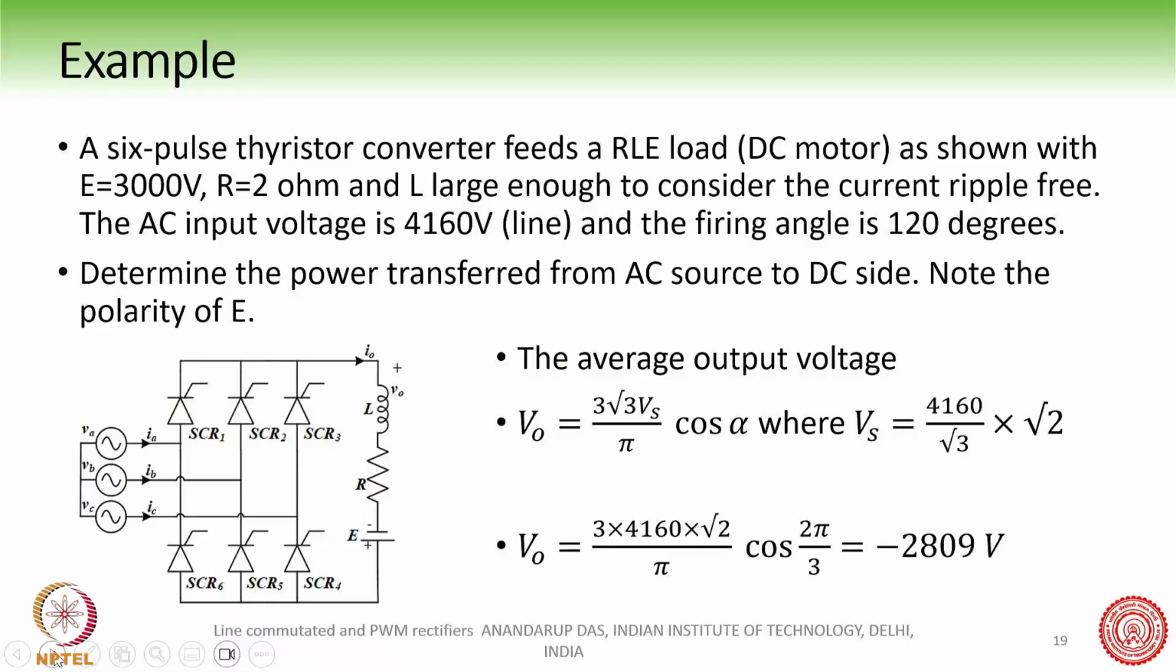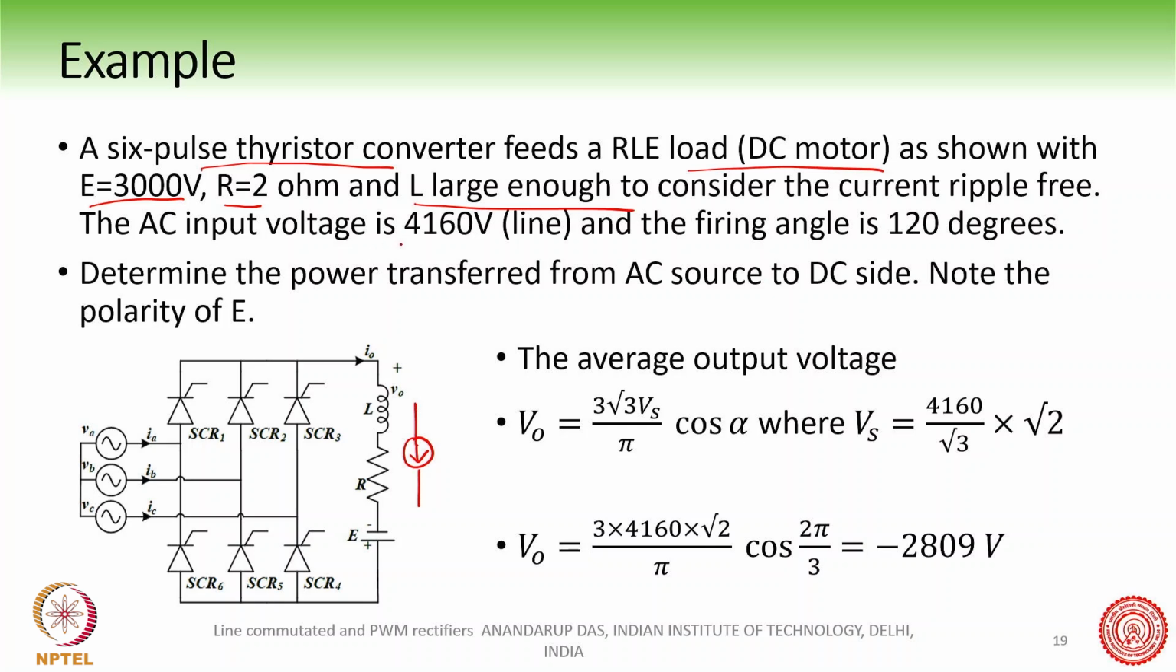So we will now quickly take an example in which there is a 6 pulse thyristor converter feeding an RLE load or a DC motor load, as shown, with these values: E equal to 3000, R equal to 2, and L large enough to consider this as a steady current, ripple free.